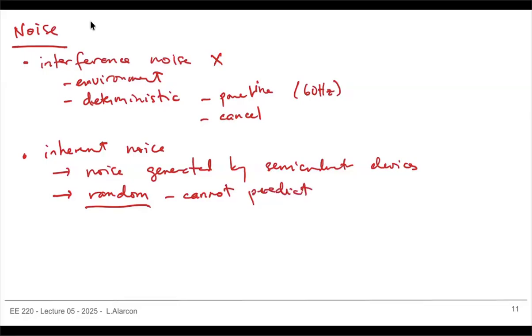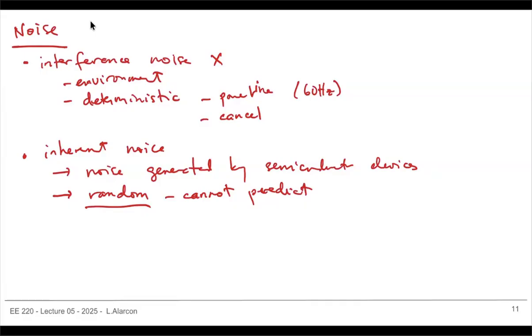The actual voltage or current or whatever that comes next. So even if I measure the noise at this point in time, I will not be able to 100% predict what that next noise value would be. Okay? But the good news is that even though we cannot predict the instantaneous values of noise, we can characterize noise, right?